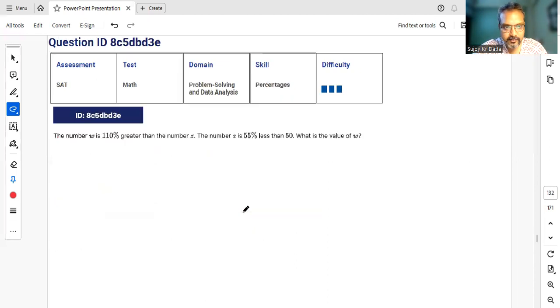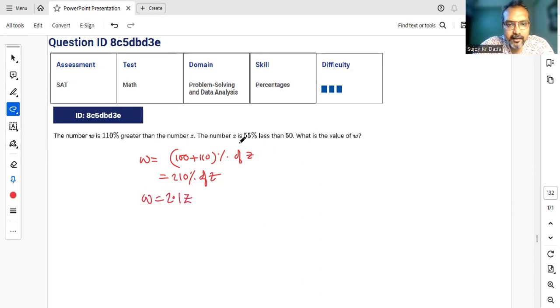Let's go on to the next question. So here we have W is 110% greater than Z. So that means W is 100 plus 110% of Z. So that's 210% of Z. So W is 2.1 Z.